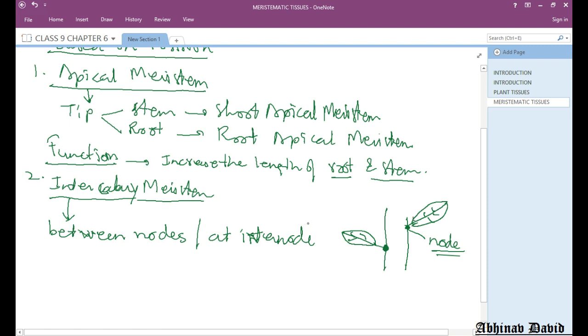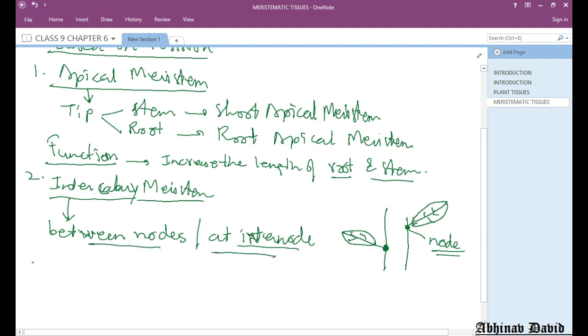And the place between two nodes is the internode. So what is present at the internode? The internode contains intercalary meristem. So you should note down: intercalary meristem is present between nodes or at the internode.